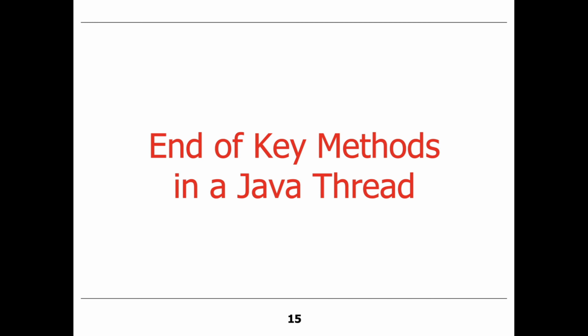So that's the end of the Cliff Notes summary of key methods in a Java thread. Some of these things I do expect you to know. For assignment 1, in particular, you should know how to do start. You should know how to fill in run. And you should know how to basically join.